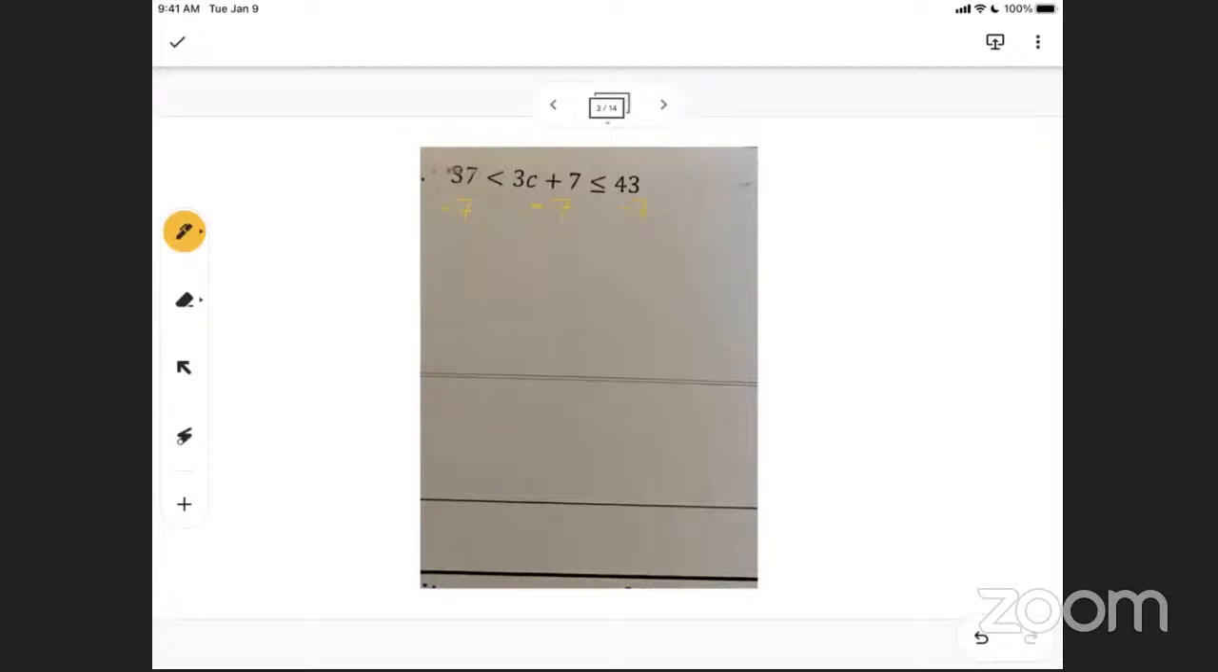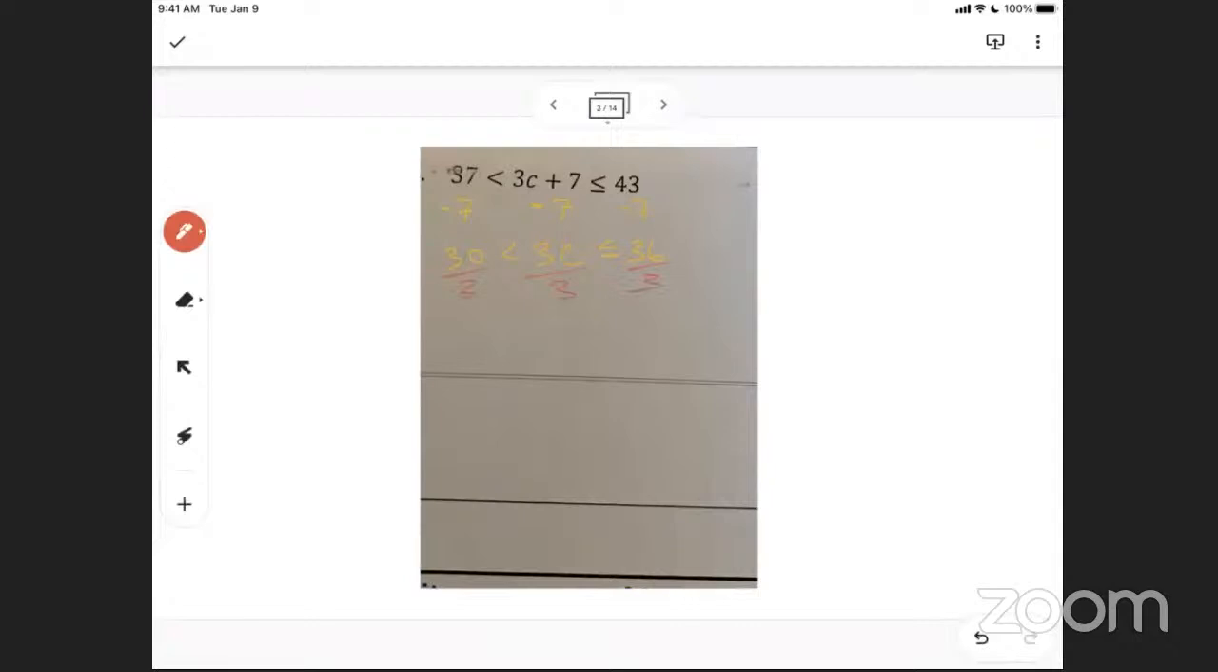So what's on the left? What's that going to be on the left? What's 37 minus 7? That's 30. Good. What's in the middle? That would be just 3C. And what's on the right? That would be 36. Perfect. Now what? Now you're going to have to divide by 3. Exactly. Good job. Divide everything by 3.